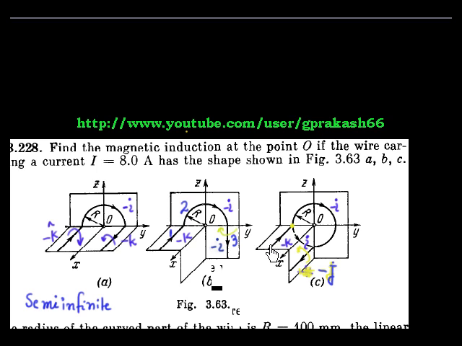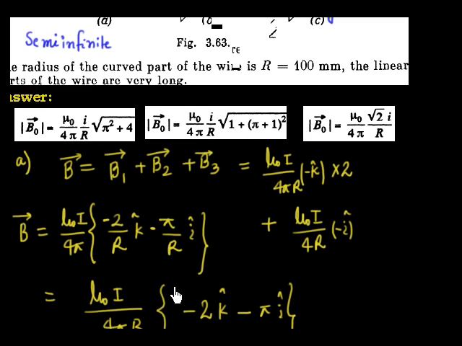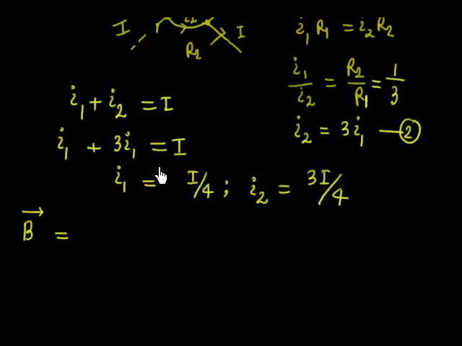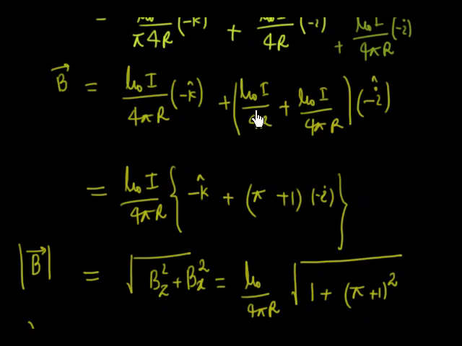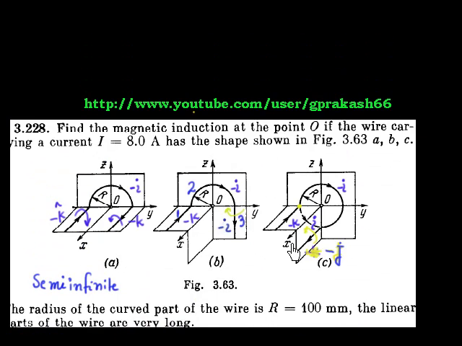If you point the current in this direction, so that your thumb is going in this direction, then it has to curl in this direction. So at point O, this is in the minus k direction. Are you getting or not? So this is mu naught I by 4 pi r into minus k.